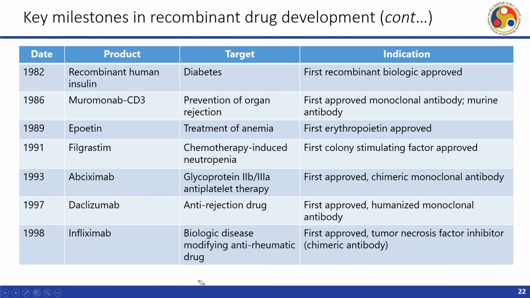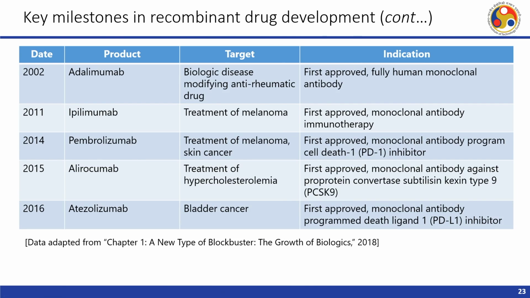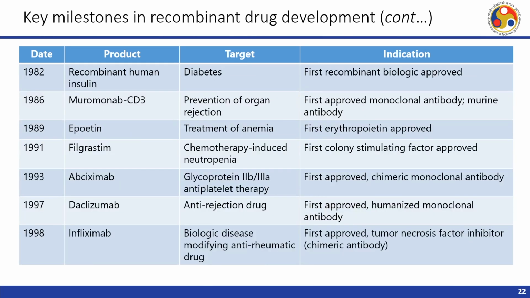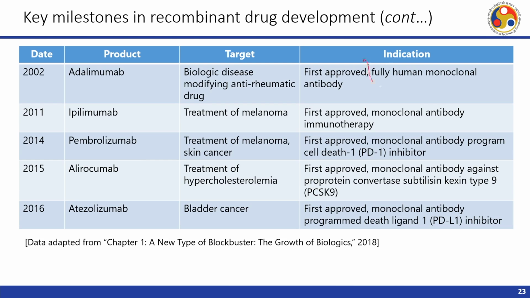Then we have infliximab, this is the first approved tumor necrosis factor inhibitor, and it is a chimeric antibody. This is therapy for biologic disease modifying anti-rheumatic drug in 1998. Then we have in 2001 adalimumab, which is the first approved fully human monoclonal antibody. So, this is a humanized monoclonal antibody, but this one is a fully human monoclonal antibody.